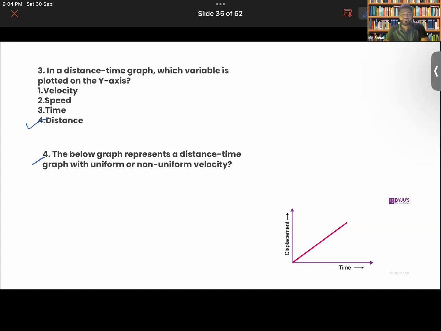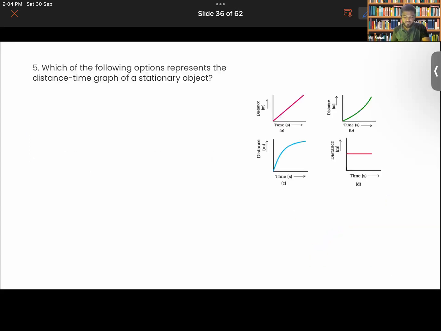Then again, Vaiga, question number 4. The graph below represents a distance time graph with uniform or non-uniform velocity. It's a uniform motion, sir. Good then. Okay, again Chakrika, look at this question. Which of the following options represents the distance time graph of a stationary object? Distance time graph D, sir. Distance time graph D. Very good.